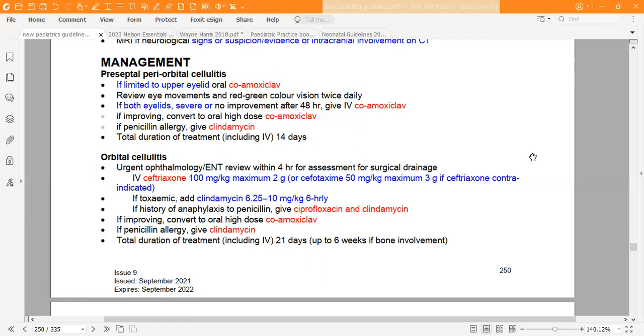Total duration of treatment of orbital cellulitis is going to be 21 days, extended to 6 weeks if there's bone involvement, the orbital bone involved. So you will need to continue treatment for 6 weeks. Pre-septal cellulitis duration of treatment is 14 days.